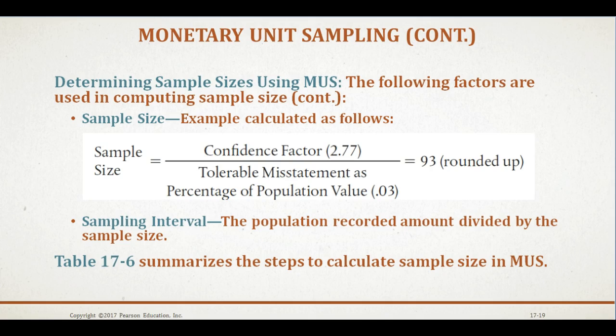The following factors are used in computing the sample size. Sample size is calculated by taking the confidence factor and dividing it by the tolerable misstatement. The sampling interval is calculated by taking the population recorded amount divided by the computed sample size.